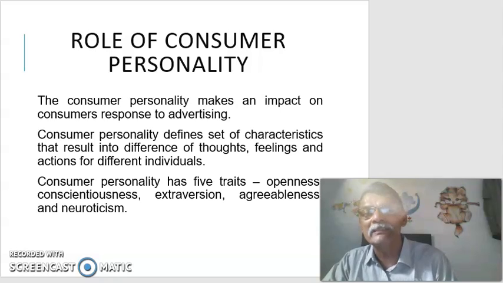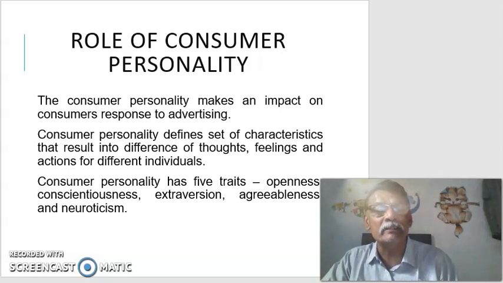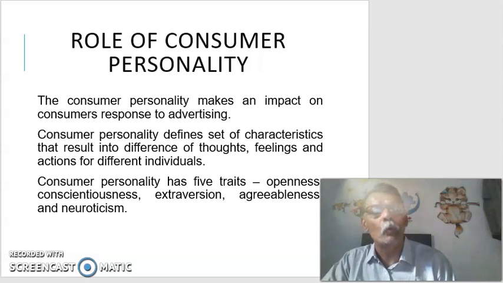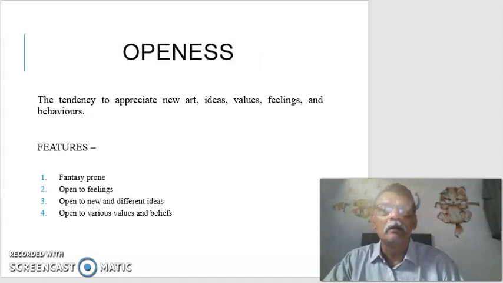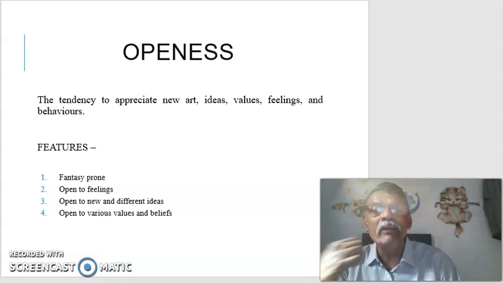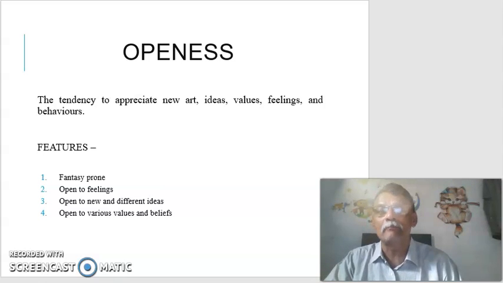One is openness, second is consciousness, third is extraversion, fourth is agreeableness, and the fifth one is neuroticism. Now we will learn one by one. What is openness? Openness is the tendency to appreciate new art, ideas, values, feelings, and behaviors.